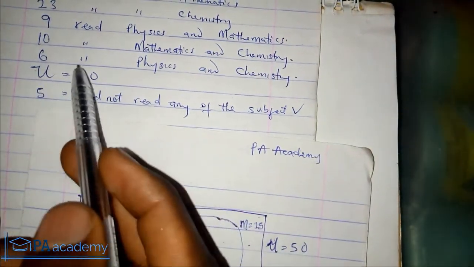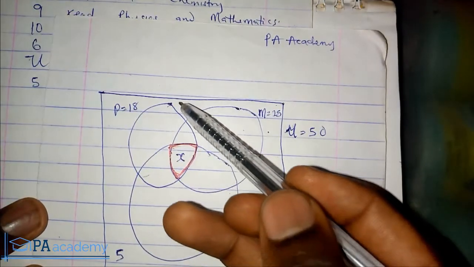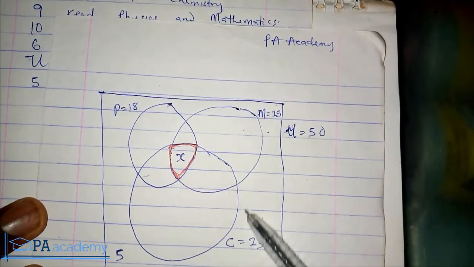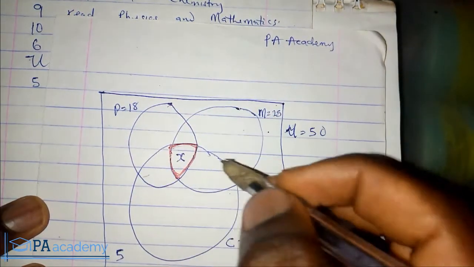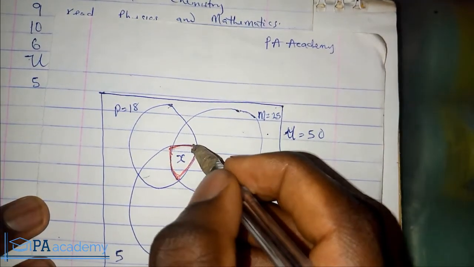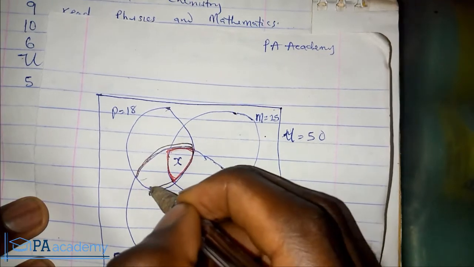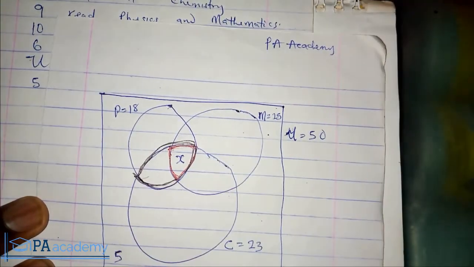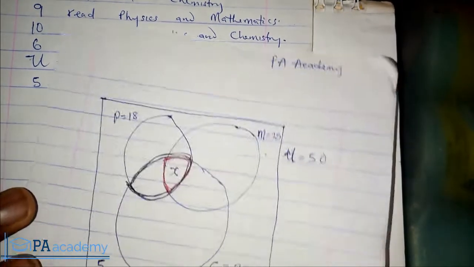So the next one is that 6 read physics and chemistry. So let's look at it. This is the circle for physics, and this is the circle for chemistry. Now, the one that combines physics and chemistry is this point. That combines physics and chemistry. And the question says 6 read physics and chemistry.